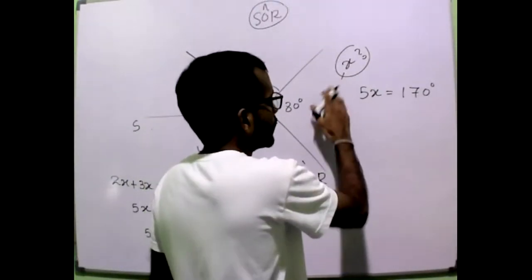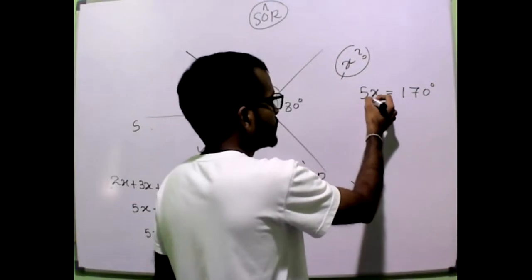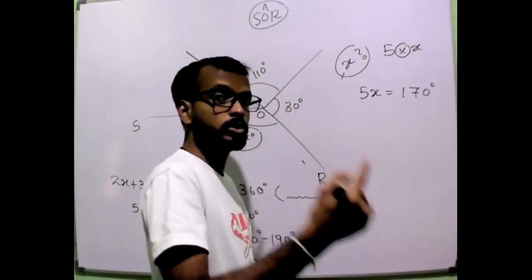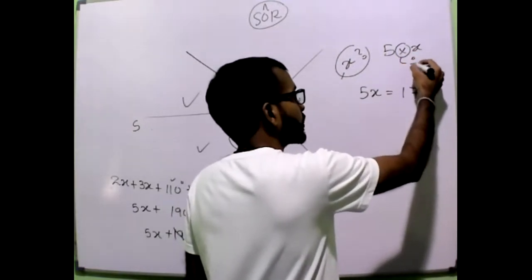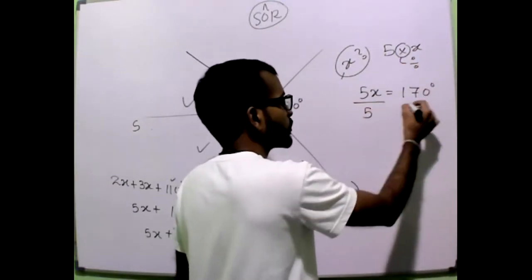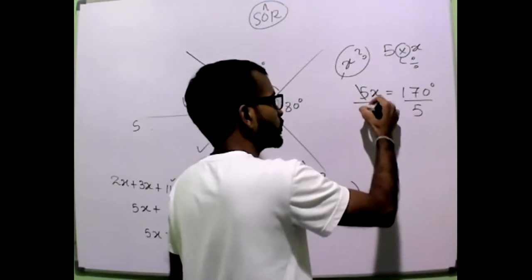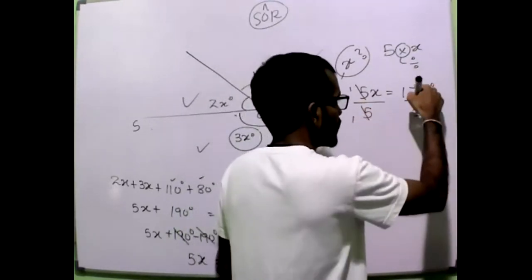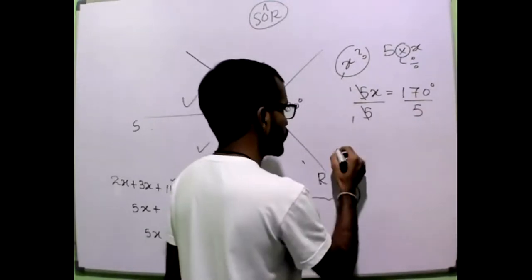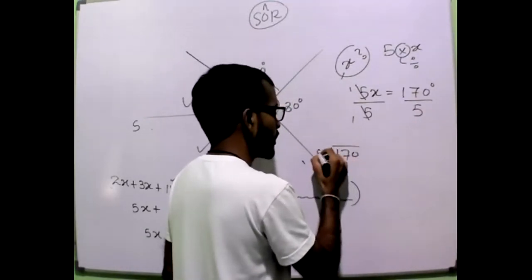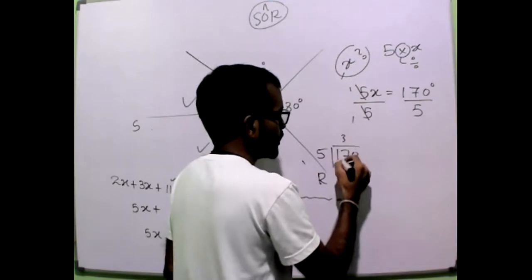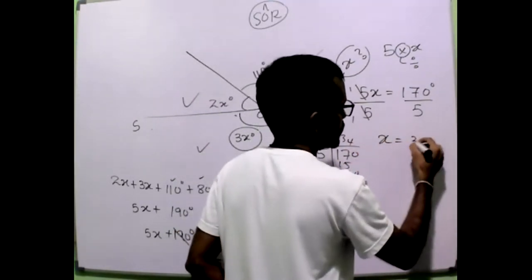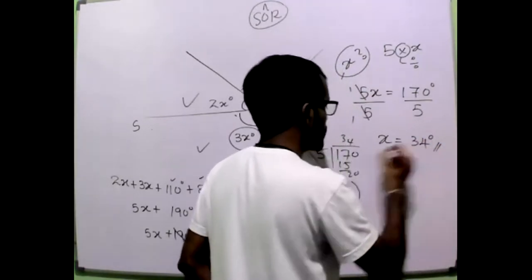Here 5x, so this is 5 times x. This is multiplication. What is the opposite sign? Division. So you need to divide both sides by 5 in order to remove this 5. 5 times 1, 5 times 1. Now 170 divided by 5. So you have to divide 170 by 5. 3, 15, 20, 34. x is 34 degrees. So this is not the answer.